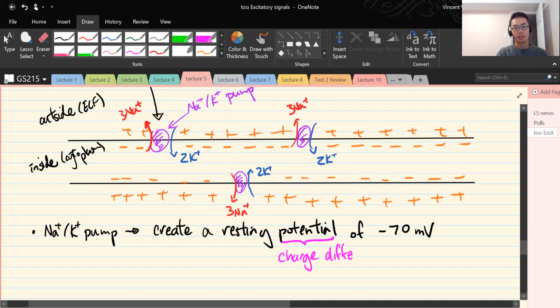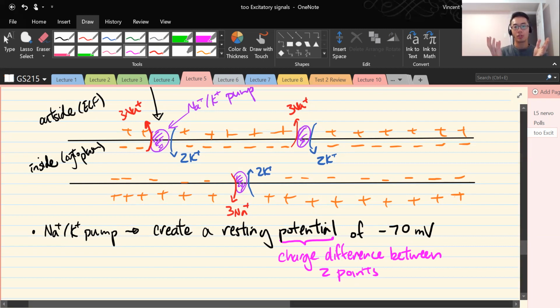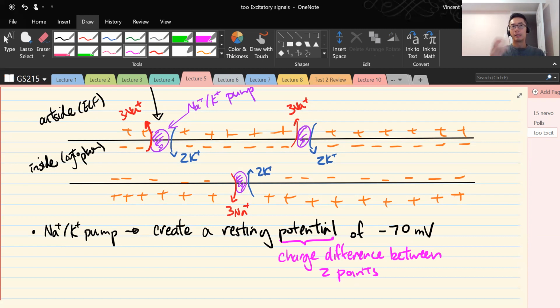Charge difference between 2 points. Okay? If you think about a battery has a positive side and a negative side. And the battery, if you read it like those rectangle ones, it will tell you it's a 9-volt battery. Okay. If you look at the AA, right, then it will tell you it's 1.5 volts. So we measure potential difference in terms of volts. Okay. So what does that actually mean? It means between the positive terminal and the negative terminal, there is a difference of charge of 9 volts, 1.5 volts.